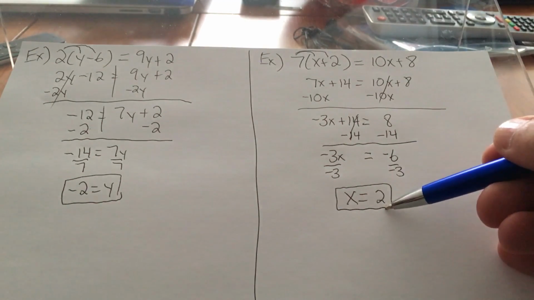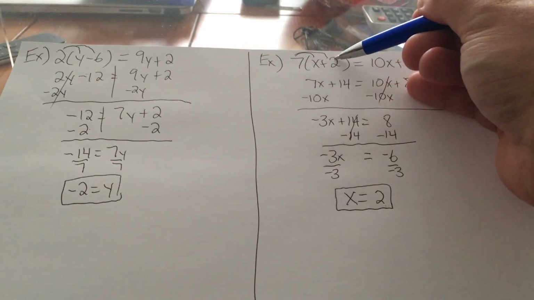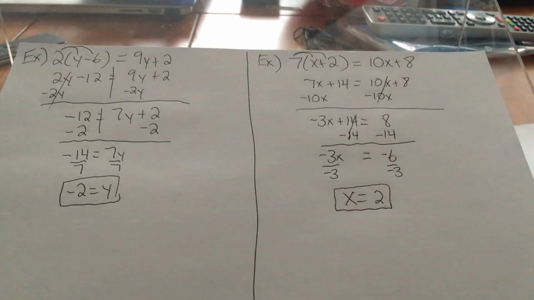And again, you can check your work by plugging it back in up here. 2 plus 2 is 4. 7 times 4 is 28 on the left. 10 times 2 is 20. 20 plus 8 is also 28 on the right.